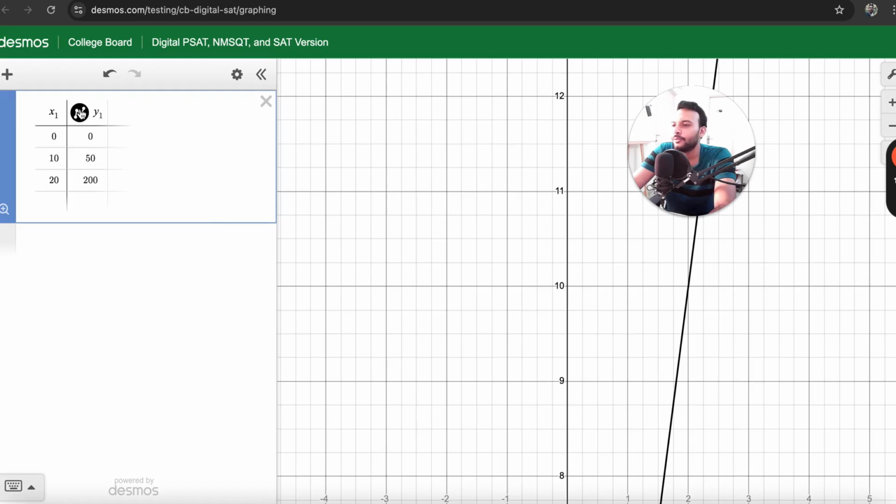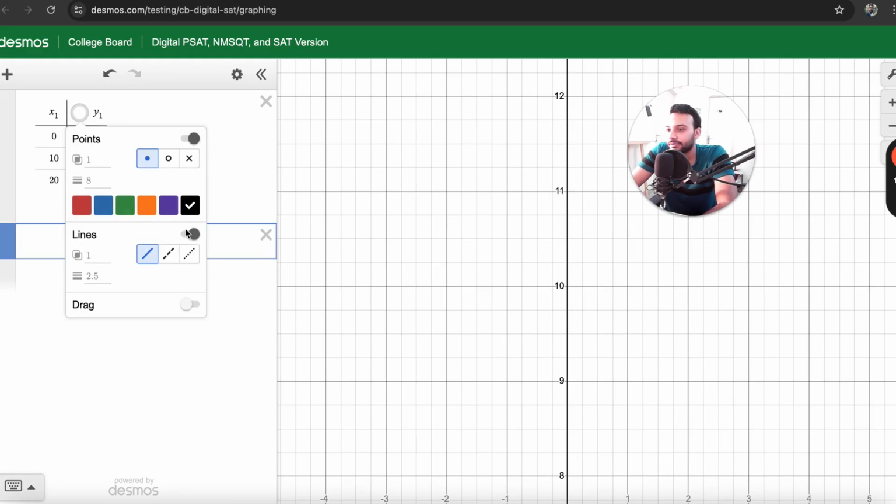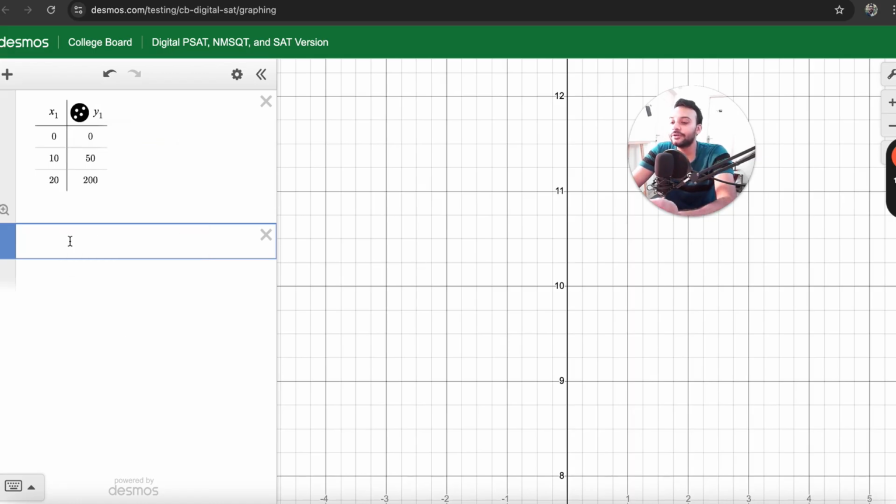Oh, we don't need to join these points. Why? Because it's going to be a quadratic equation. If we join these, it's going to be a straight line, simply a straight line, which we don't need. So I'm just removing it here. Now let's do the regression.